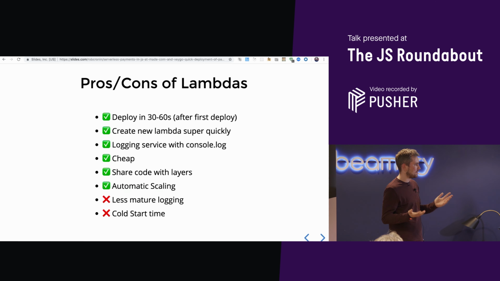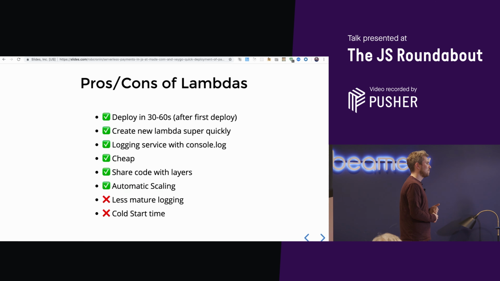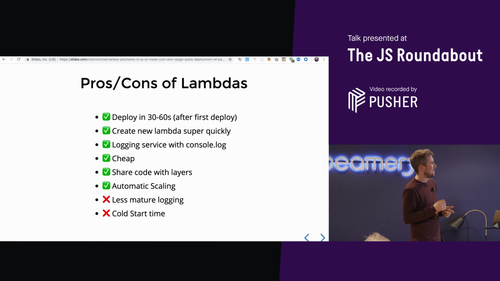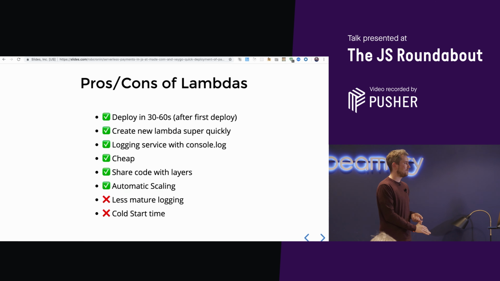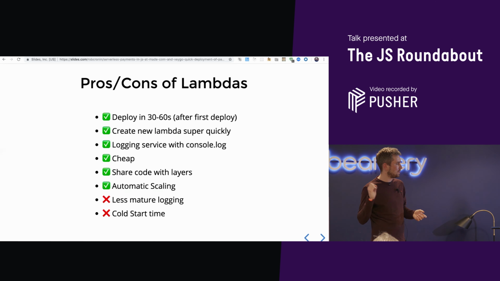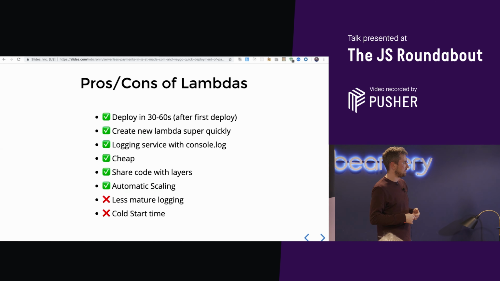I didn't go too much into the pricing, but if you go over the 1 million requests, I think it's about $7 to get another 1 million, which is not too bad if you're getting 1 million requests to your payment service. You can share code with layers. It deals with all the scaling for you. And then the two negatives I mentioned: the logging is not that nice. You might set up your own logging anyway, or you might pull the logs from CloudWatch and deal with it the way you want. And then, as I mentioned, the cold start time.